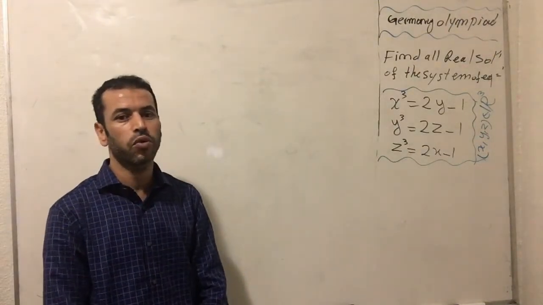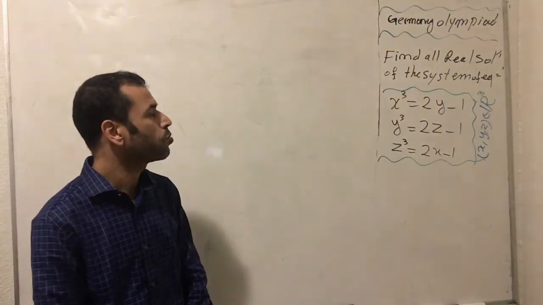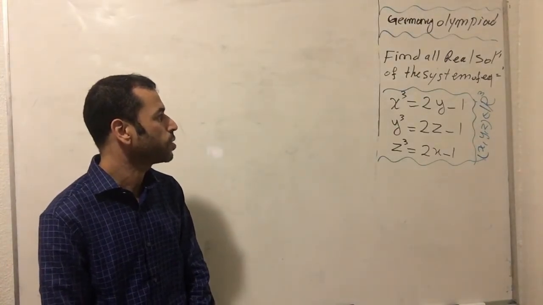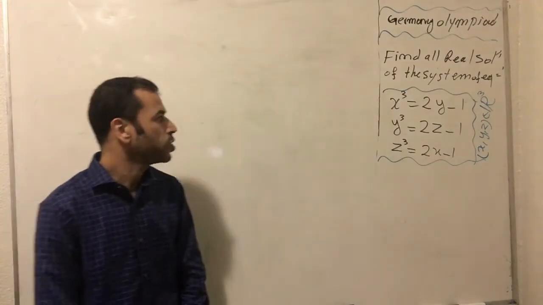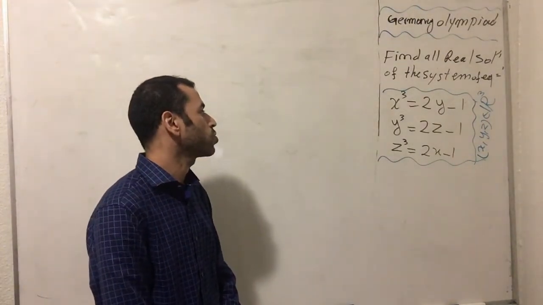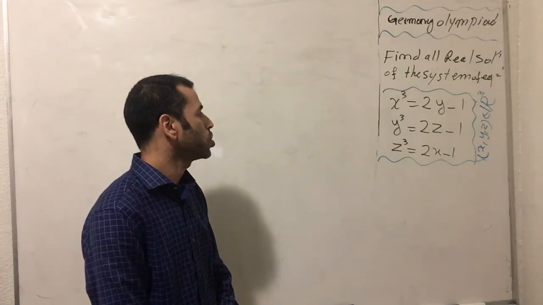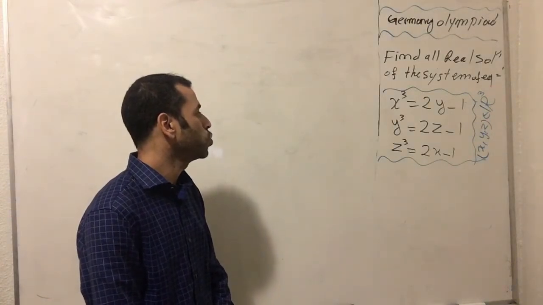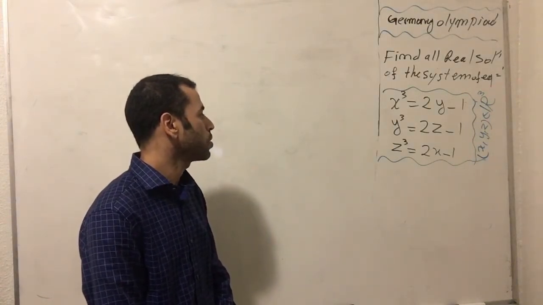In today's video, I'm going to do a very nice problem of Germany Olympiad. Find all real solutions of the system of equations. We have three equations: x cubed equals 2y minus 1. The second equation, y cubed equals z minus 1. The last equation, z cubed equals 2x minus 1.